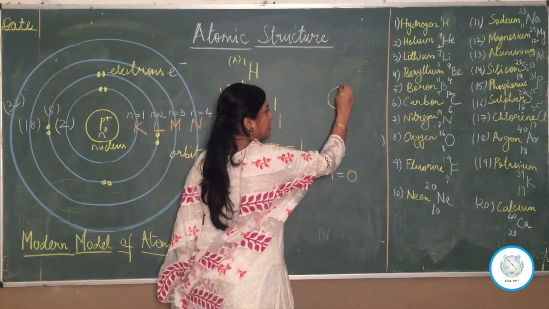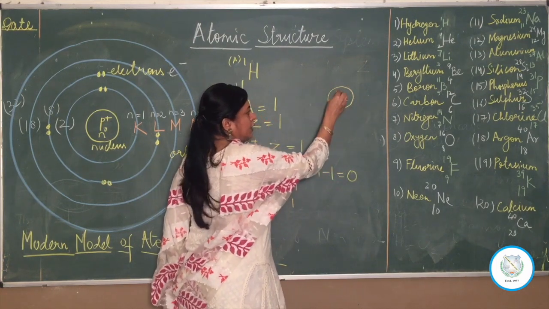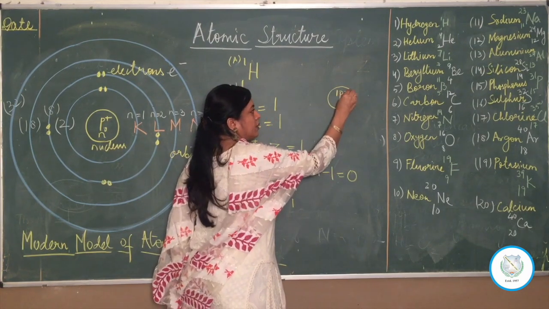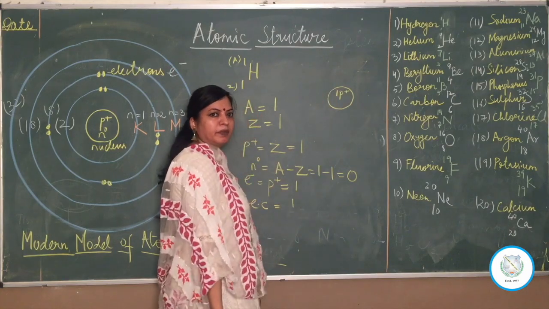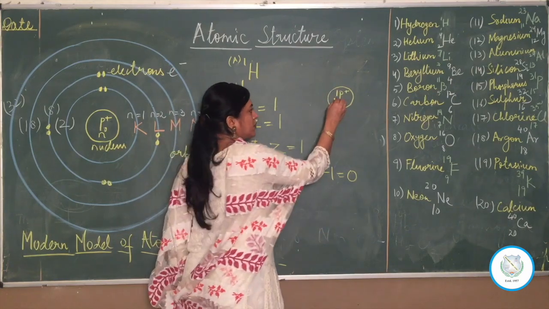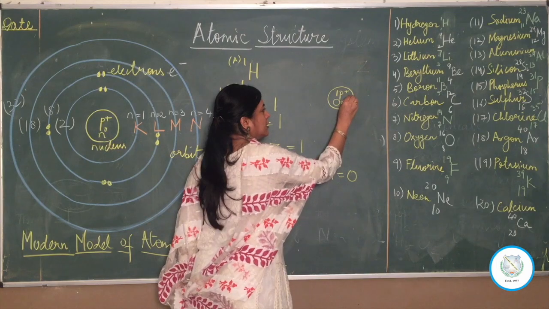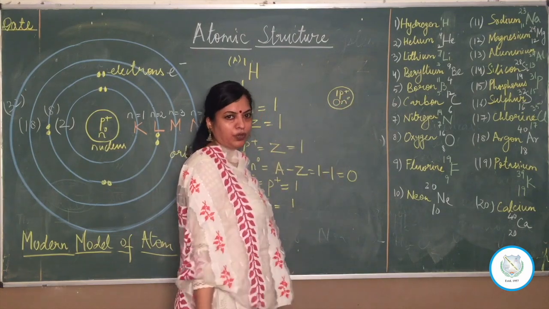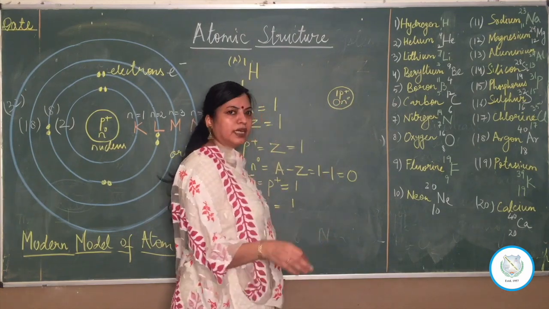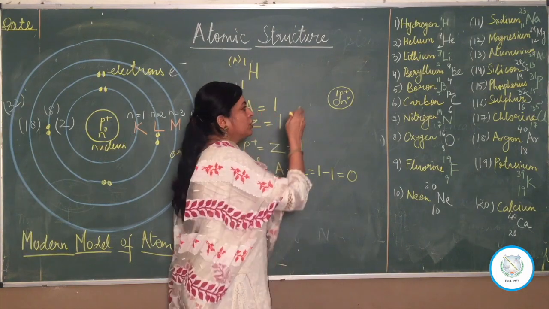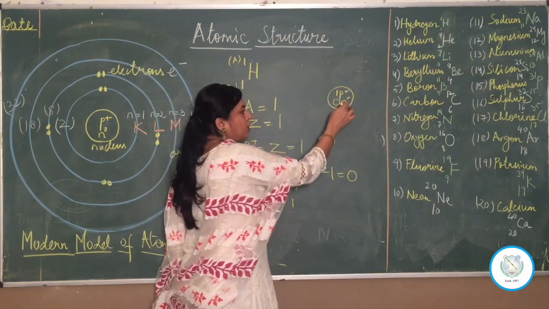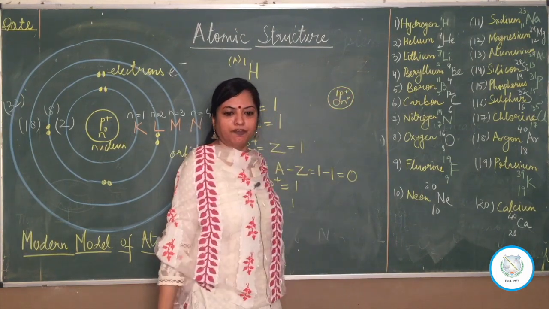First I will make a nucleus. In that nucleus I will write 1 P plus. That means it has 1 proton. 0 N 0. That means it has no neutrons. If you don't write neutrons, that is also okay, but it's better that you show that it is 0. So nucleons will always be represented first.